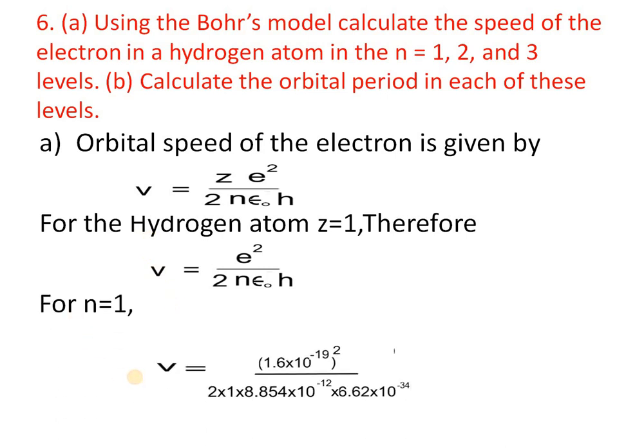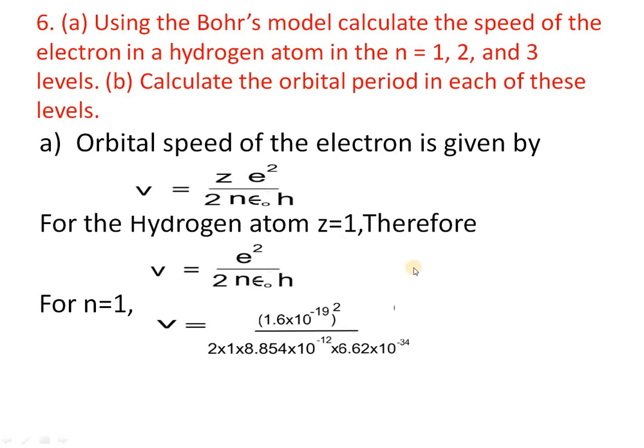For n is equal to 1, V equal to, in place of E, that is charge on the electron, 1.6 into 10 power minus 19. So this is squared divided by 2 into n is equal to 1. Here we are calculating speed of the electron in the first orbit, that is first level. So n is equal to 1 and epsilon naught, as we know, is a constant. Its value is equal to 8.854 into 10 power minus 12.